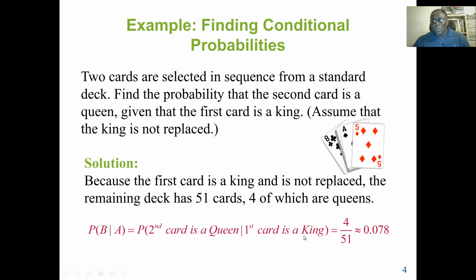Now, the total cards are 52. But since we already have 1 king out, the total cards remaining will be 51. But we don't have any queen out yet, so we have 4 queens. We have 4 queens, 4 jacks, 4 kings, 4 aces. So the answer will be 4 divided by 51. It's not divided by 52 because we have already taken 1 king out of the 52 cards.